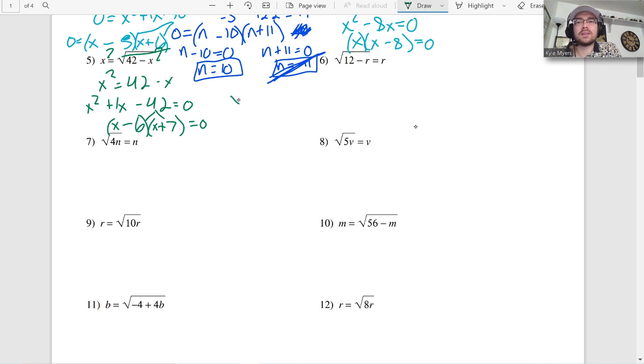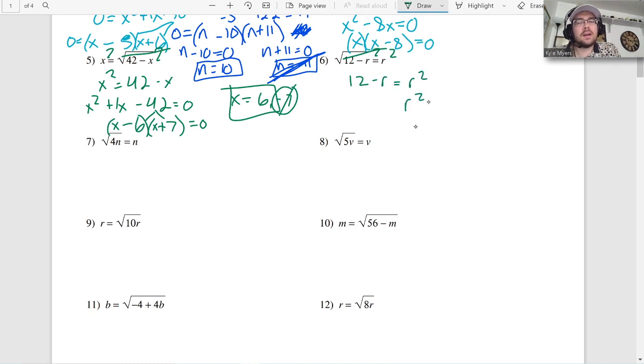So then we end up with two answers. We get x equals 6 or negative 7. And the negative 7 is not going to work, because we get a positive 7 equals a negative 7 again. So that's not going to work. The 6 looks like it works. 42 minus 6 is 36. Square root of 36 is 6. So that looks like that works. Cool. Nothing really new just yet. Number 5 wasn't really anything new, so I'm going a little bit faster there.